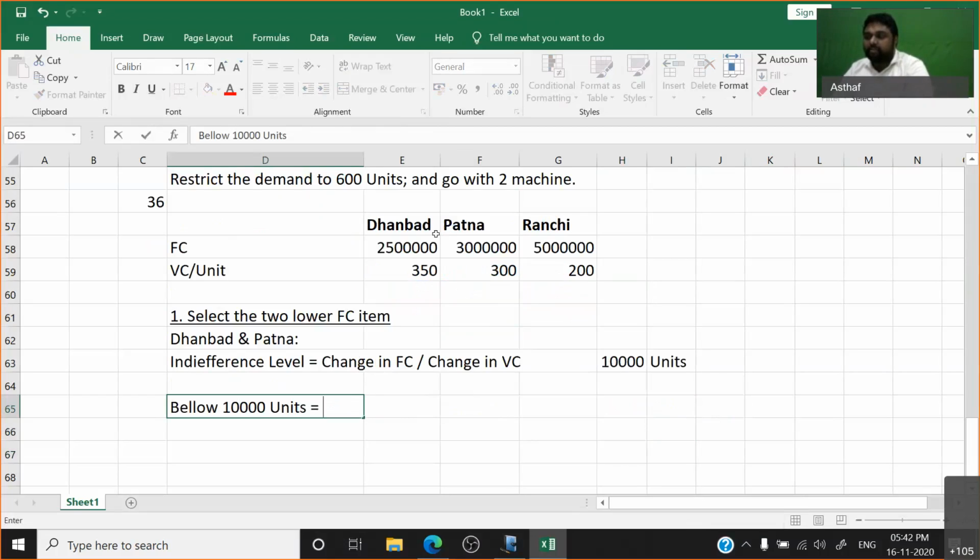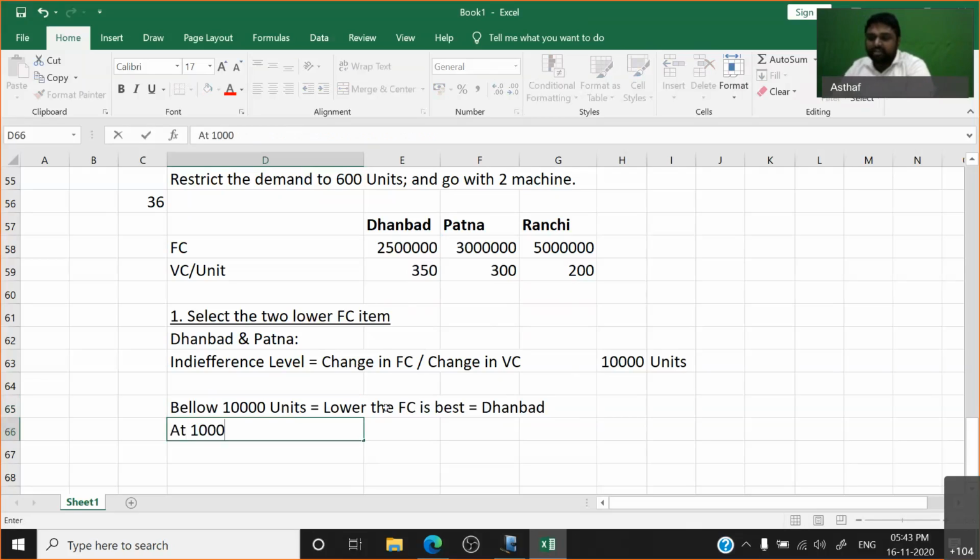See, in this Dhanbad and Patna, the principle is the lower fixed cost. In Dhanbad you will incur only 25 lakh. So below 10,000 units, the lower fixed cost is best. For your online exam you have to select the correct answer key, but I am giving the clue also. Below 10,000 units, the lower fixed cost is best, which is Dhanbad. In the revision session I am not going into detail with the examples. We are just going with the clue so that you never make a mistake in your exam.